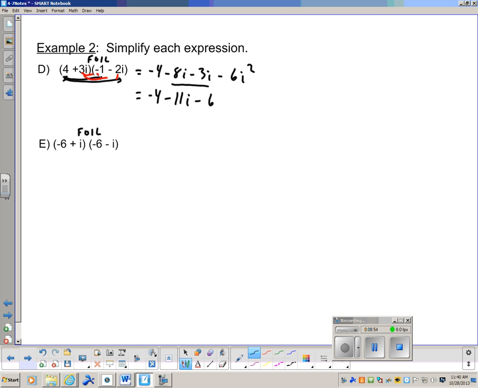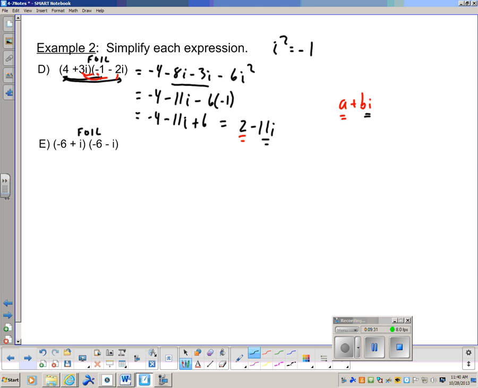And then I've got the i squared there equals negative 1. I'm going to replace that i squared with negative 1. So cleaning up that still, a minus over a minus becomes a plus. Combine my like terms, and negative 4 plus 6 here is 2, minus 11i. Notice again, I want my answers in a plus bi form. So I've got my real part first, and then I've got my imaginary part next.